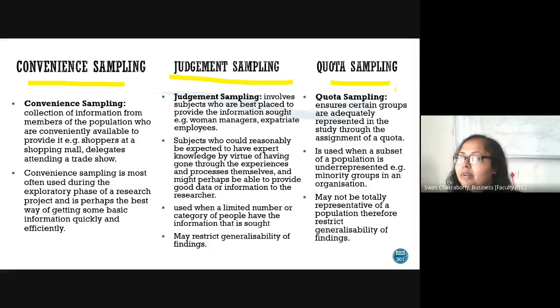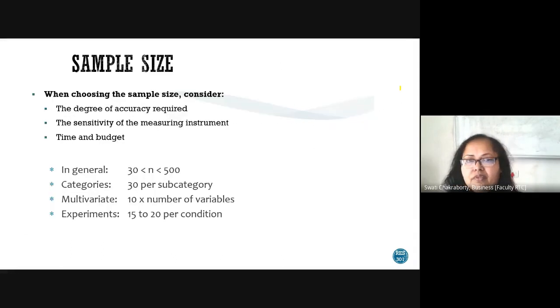Third is quota sampling, which ensures certain groups are adequately represented in the study through the assignment of quotas. It's used when a subset of a population is underrepresented, say minority groups in an organization, and may not be totally representative of the population. So again, it restricts generalizability of findings because we are only targeting that group which is underrepresented, right?